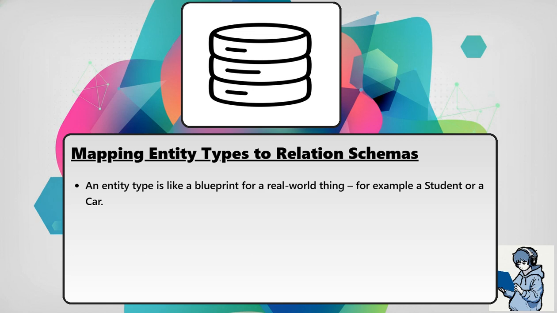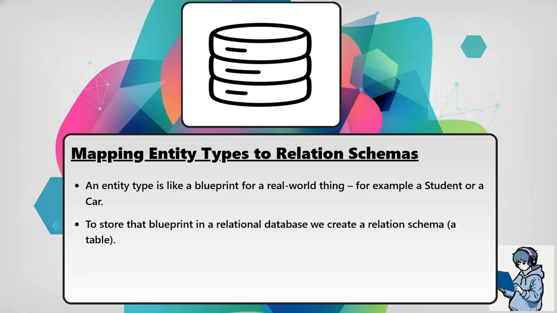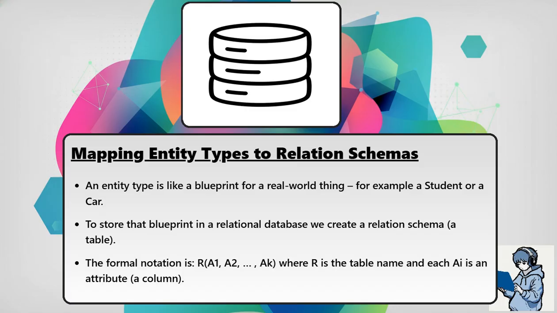An entity type is like a blueprint for a real-world thing, for example, a student or a car. To store that blueprint in a relational database, we create a relation schema, a table. The formal notation is R(A1, A2, ..., AK), where R is the table name and each Ai is an attribute, a column.